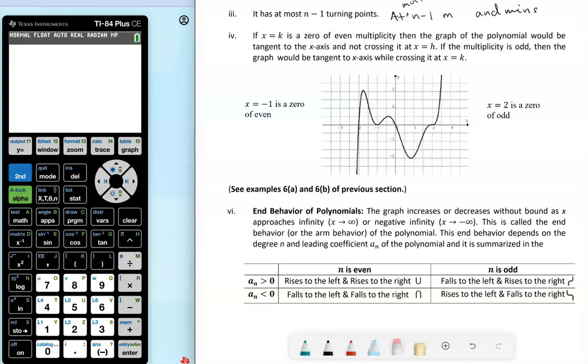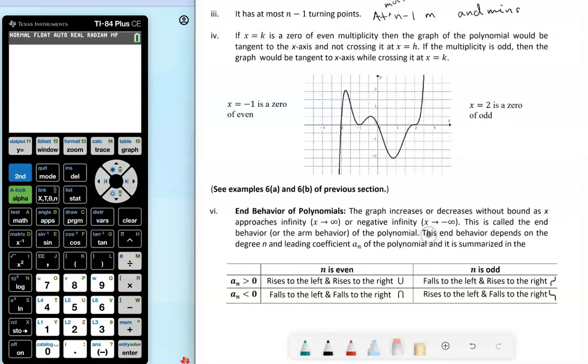This chart lets you see some things that could happen. The end behavior depends on the degree and the leading coefficient. So this is the leading coefficient. If the leading coefficient is positive and the polynomial has an even degree, it rises to the left and it rises to the right into a U shape. If the degree is odd, it falls to the left and rises to the right. So let's look at this one right here. It falls to the left, rises to the right, so it is an odd polynomial, and we can say that the leading coefficient is positive.